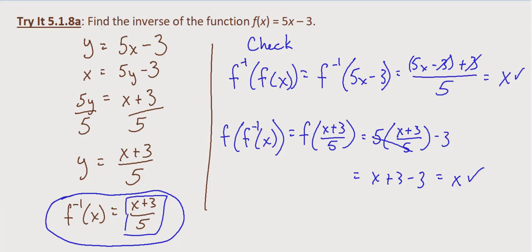So again, we wrote out the original function substituting y for f of x, then we switched x and y and solved for y, and then last but not least replaced y with f inverse of x. And then to check, we verified that the composite function going both directions, f inverse of f of x and f of f inverse of x, both simplify to just x, verifying that they are inverses of one another.